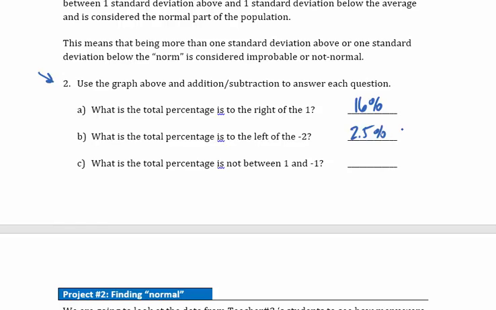What is the total percentage that is not between 1 and -1? Well, we already calculated that between 1 standard deviation below and 1 standard deviation above, that was 68%. So if we take 100%, all the data, and subtract 68 from it, that will leave us with 32% of the data that's falling outside of 1 standard deviation below and 1 standard deviation above.